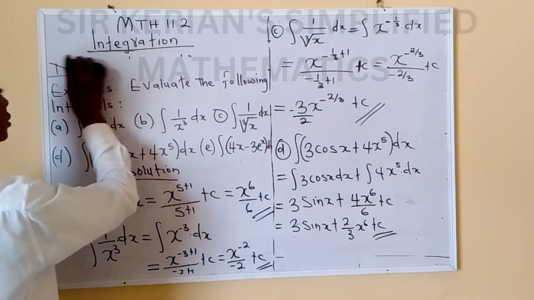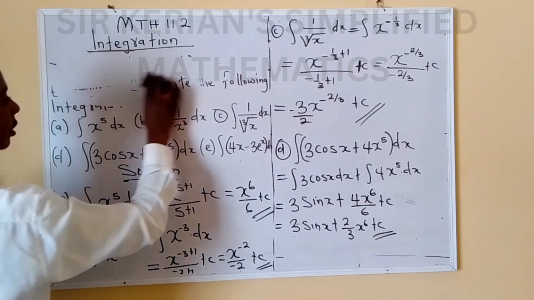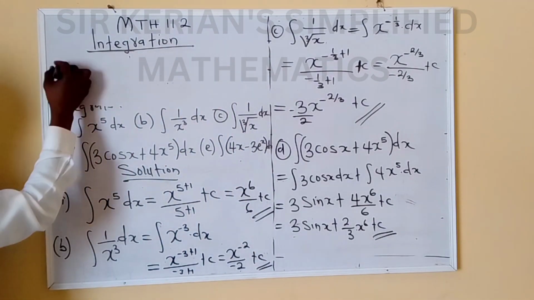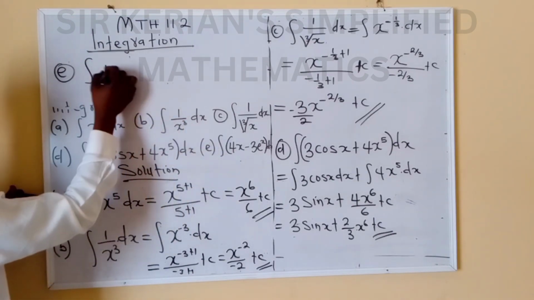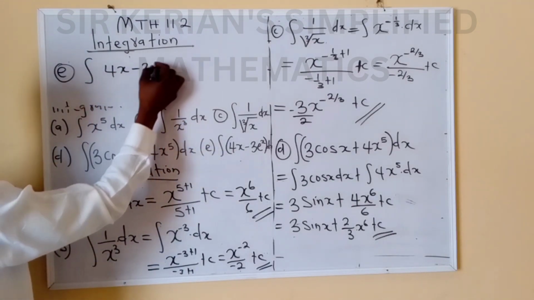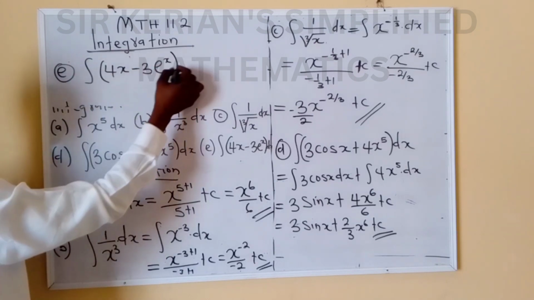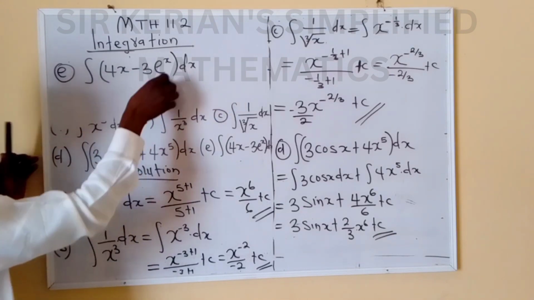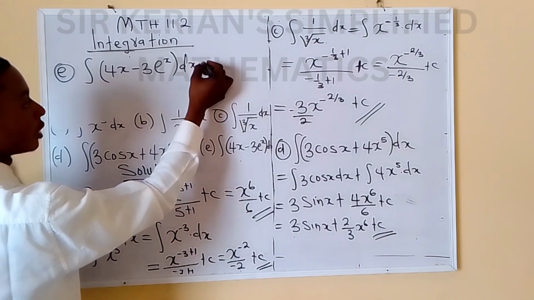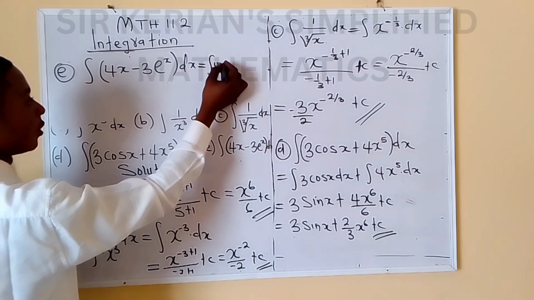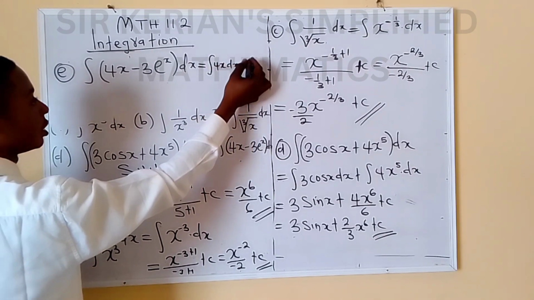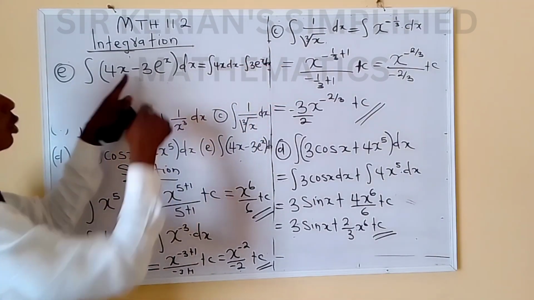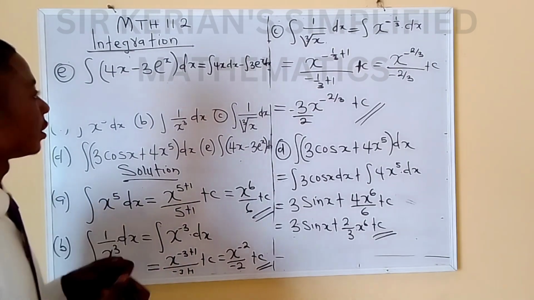E says we have to integrate 4x minus 3 exponential x with respect to x. Same thing. The integral sign is for both. So you can do something like integral of 4x with respect to x minus integral of 3 exponential x with respect to x. The integral is standing for both 4x and 3 exponential x.